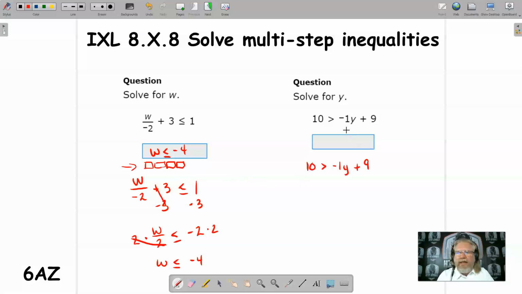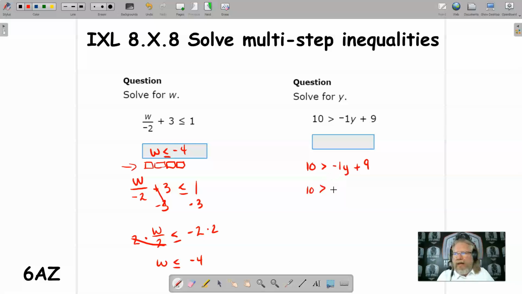So here we have 10 is greater than negative 1y plus 9. It interests me that they didn't just call that negative y, because negative y is the same as negative 1y. Maybe they're reminding you that there is a leading coefficient of 1 in front of that y. We could have just had negative y. It would have been the same thing.